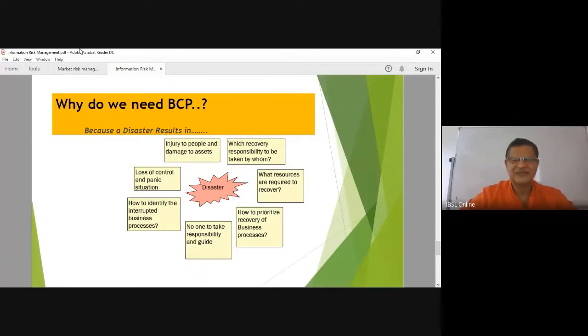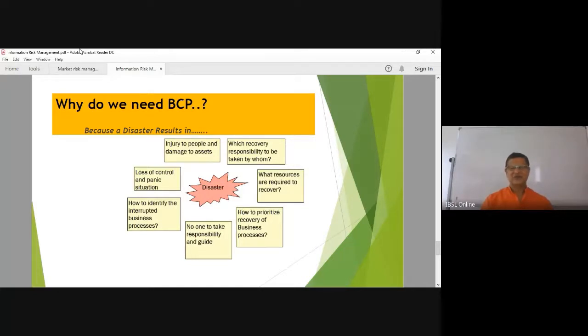Because human assets are considered that which cannot be replaced. You can damage assets like computers, which can be replaced, but damage to human assets needs immediate treatment. Therefore, the first thing in BCP planning is we need to see, based on the disaster, whether there are injuries to people, and if there are injuries to people, they may need to be rushed to hospitals.